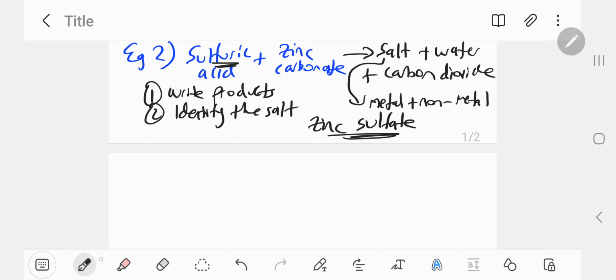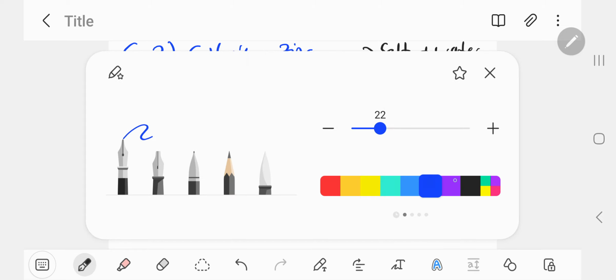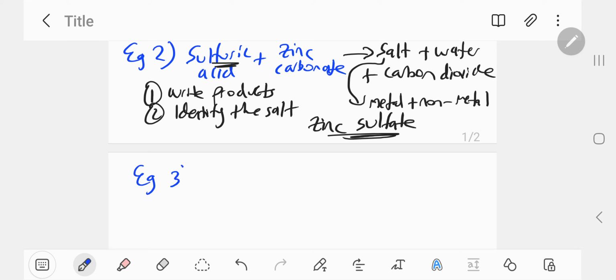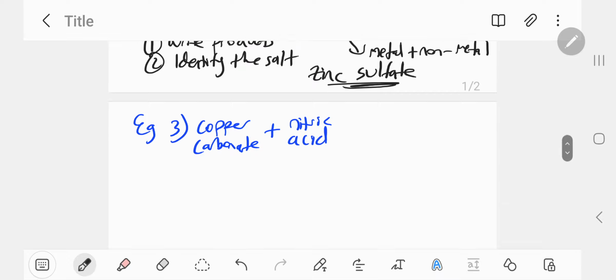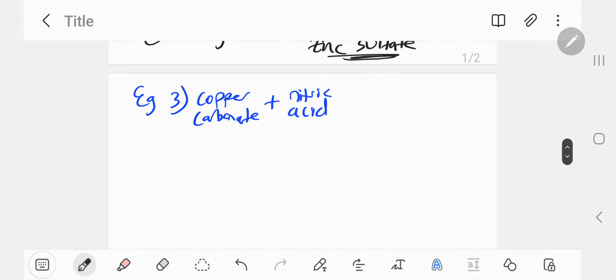I'll do one more because it's straightforward. Example 3. Actually, I'll do 2 more. Let's suppose we have copper carbonate plus nitric acid. I'm using the 4 common acids as was the case before: hydrochloric acid, sulfuric acid, nitric acid, and acetic acid.